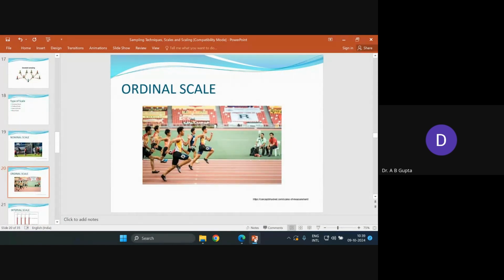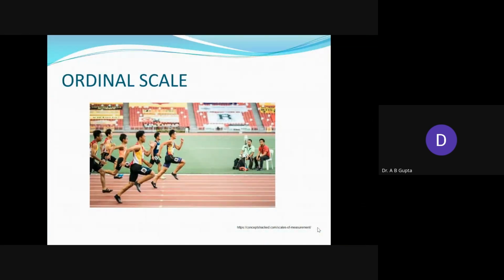It is called ordinal scale. Okay, now this is very interesting. Please try to understand this one. What is ordinal scale? Ordinal scale is categorizing, of course, we are categorizing the people, but at the same time, we are ranking the people. In nominal, we were only categorizing, whereas in ordinal, we are categorizing as well as ranking.